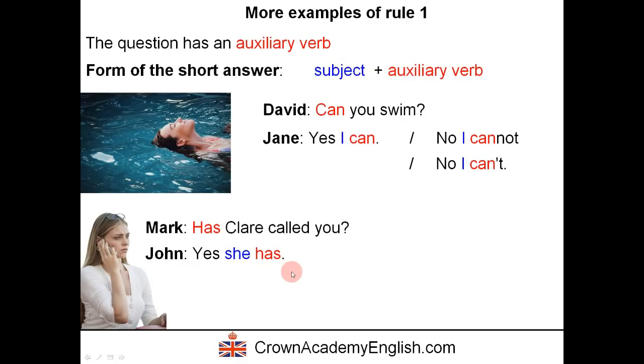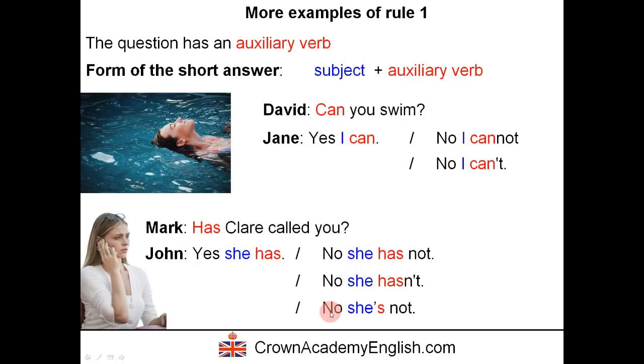But what if the answer is no? John says, no, she has not. And of course, this means no, she has not called me. So this is the short answer. This is the full form. And here is the contracted form. No, she hasn't. Or, no, she's not. And all of these answers are correct examples of the short answer. Okay?